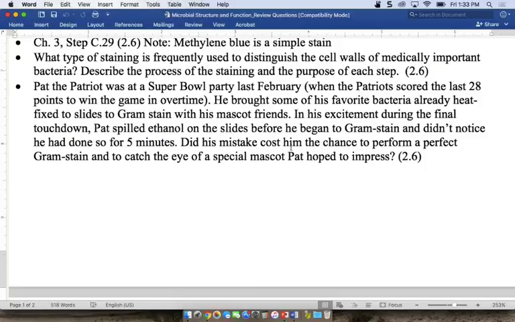How? Removing water. It dehydrates the peptidoglycan. So you could make the argument that the iodine doesn't even get into the peptidoglycan because it's already dehydrated. Okay? Now, what's the right answer?